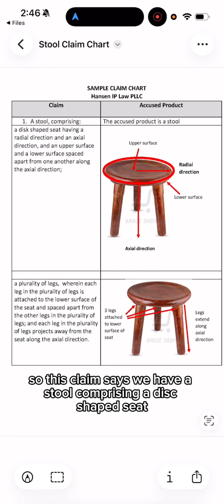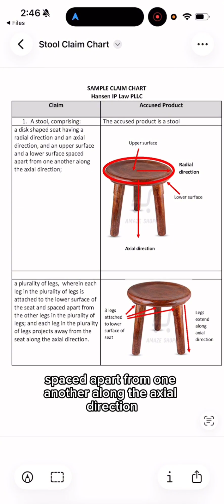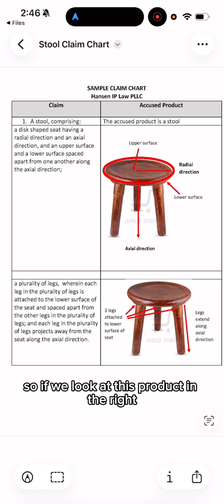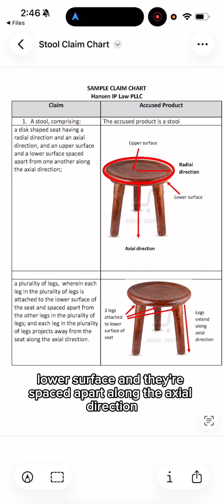So this claim says we have a stool comprising a disc-shaped seat having a radial direction and an axial direction, and an upper surface and a lower surface spaced apart from one another along the axial direction. So if we look at this product on the right, we do have that disc-shaped seat with the upper surface and lower surface, and they're spaced apart along the axial direction.